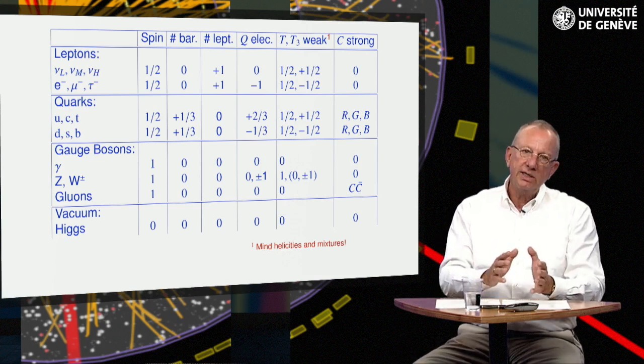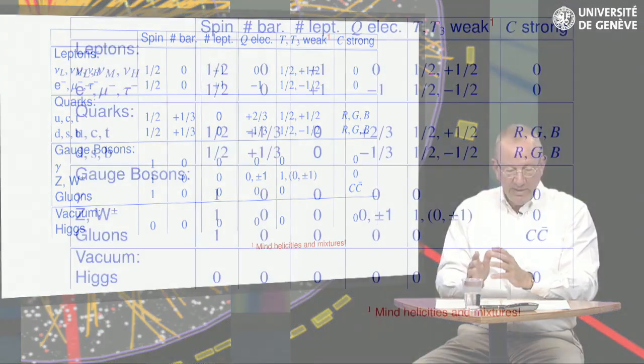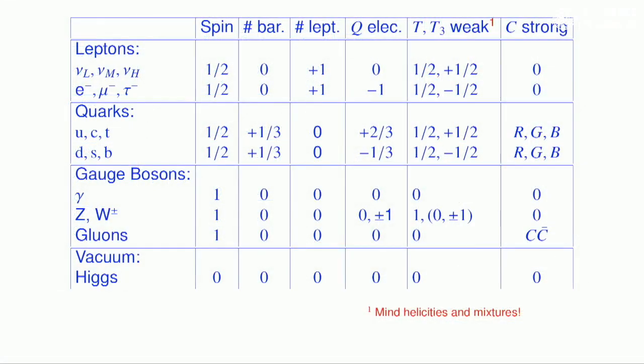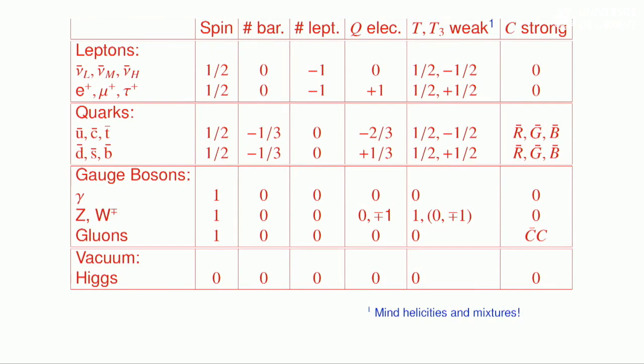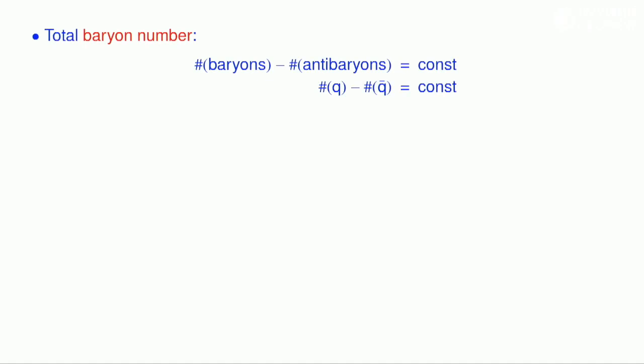The strong charge has 3 components. It's called color, and we use the abbreviation R for red, G for green, and B for blue to denote them. Color is a property of quarks and of gluons, where the latter even carry a color and an anticolor simultaneously. For every particle, there's an antiparticle, which has the same mass, but all charges are opposite, as indicated in this red table.